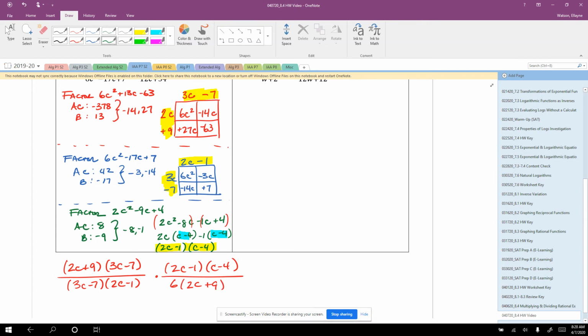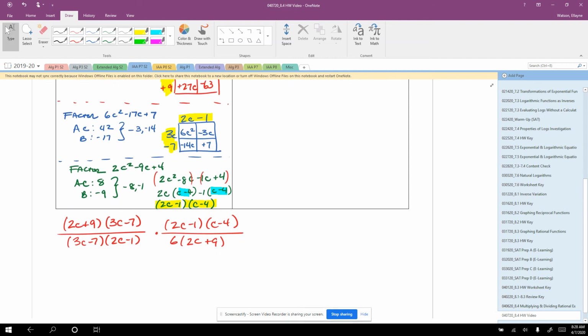All right, cancel out. And this is why we factor first, because it enables us to cancel out common factors. So you have a 2c plus 9, 2c plus 9. 3c minus 7, 3c minus 7. 2c minus 1, 2c minus 1. Excellent. What am I left with? C minus 4 over 6.